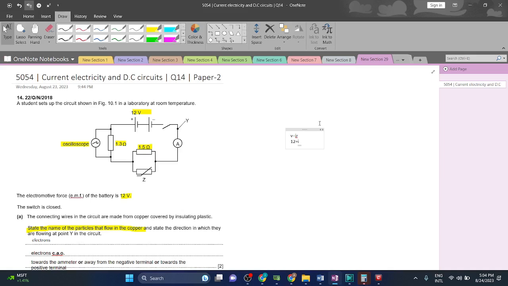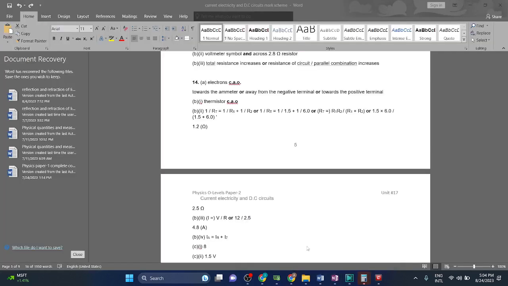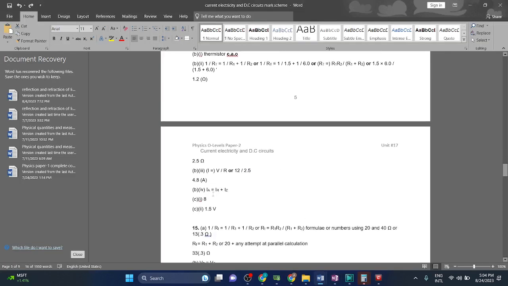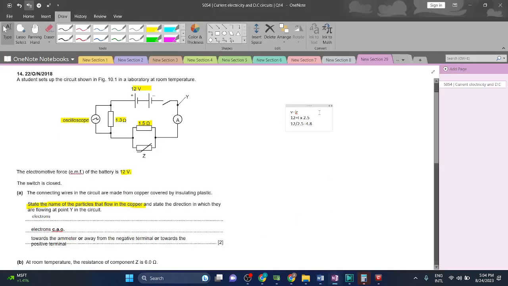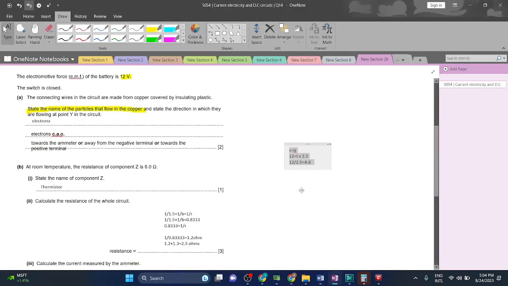R हमारे पास कितना है? अभी हमने निकाला है 2.5. तो 12 divided by 2.5 will equal 4.8. 4.8 amperes will be the current. आगे चलते हैं.